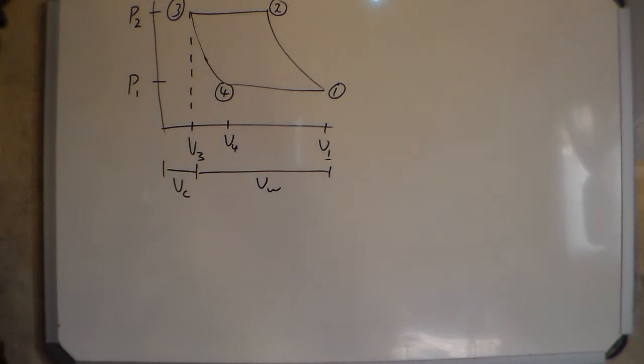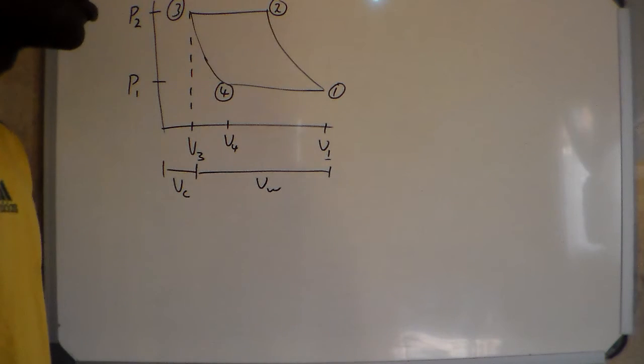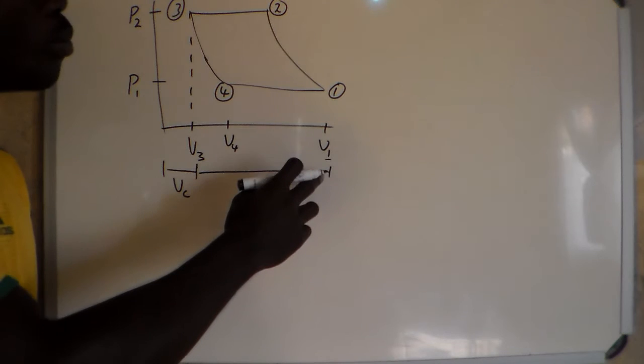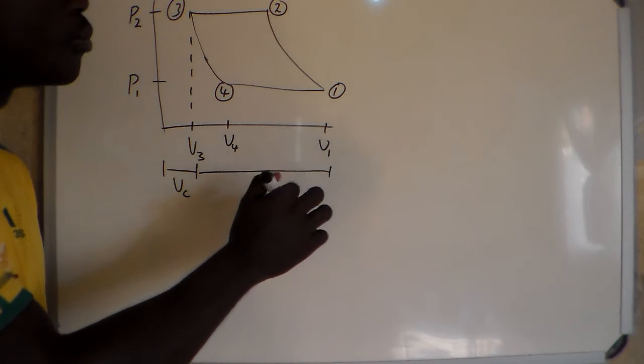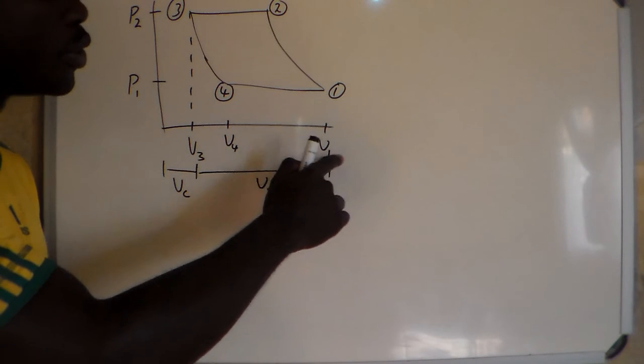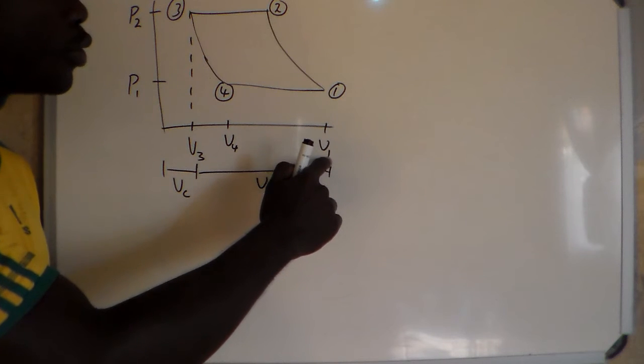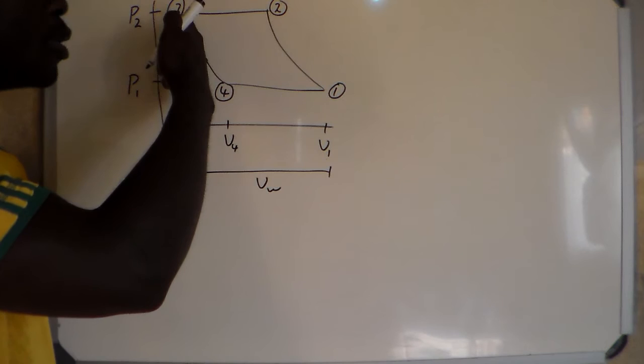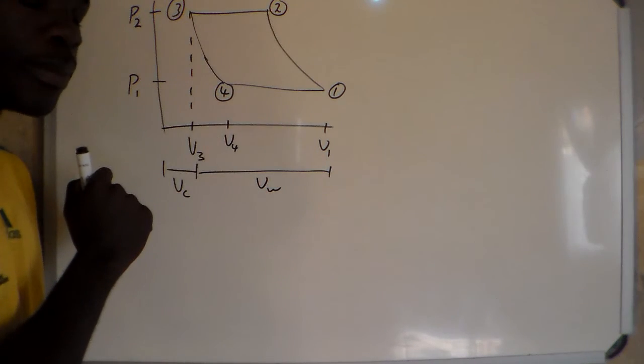Okay guys, let's look at our power machine N5. So this one is a compressor. If we are compressing volume number one, we're going to compress this volume into volume number two, volume number three, and then volume number four.